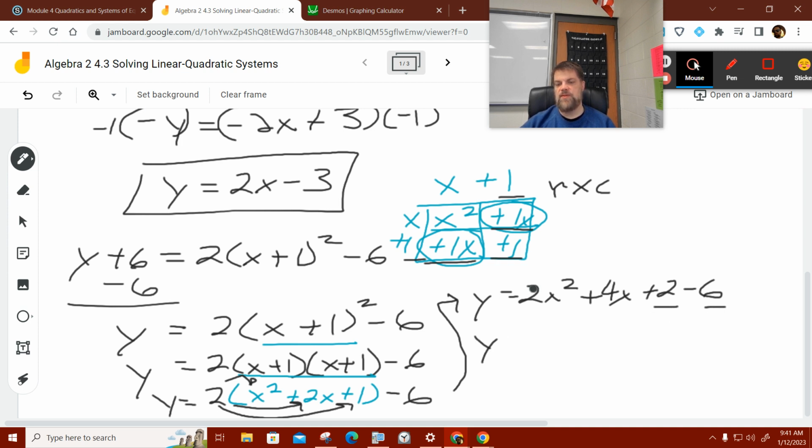2 and negative 6 are both constants. What's 2 minus 6? Well, you're half right. Negative 4, right?